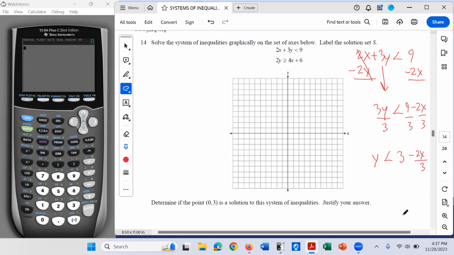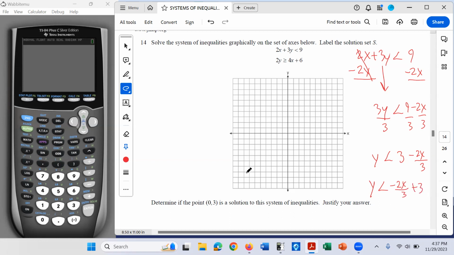Does that make sense? So from here, I'm just going to put my x first with the sign to the left. So that's going to be negative 2x over 3. And then over here, we're going to have positive 3.